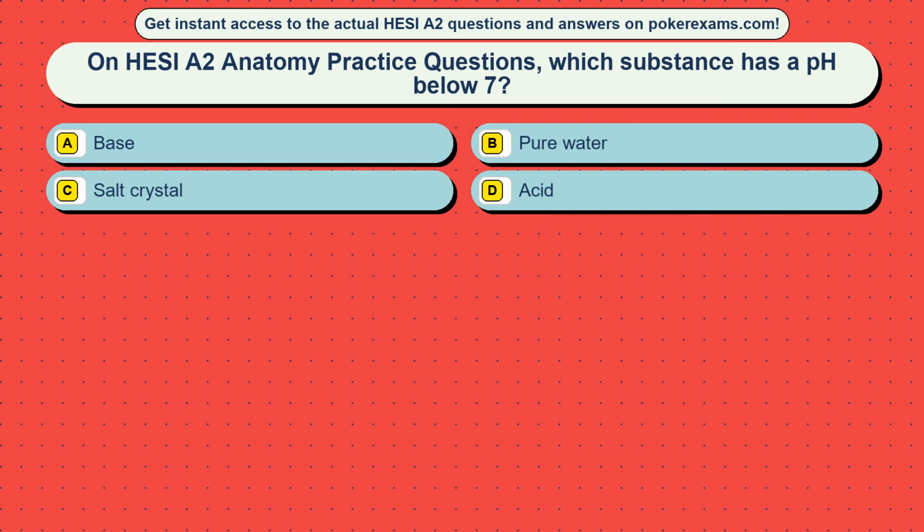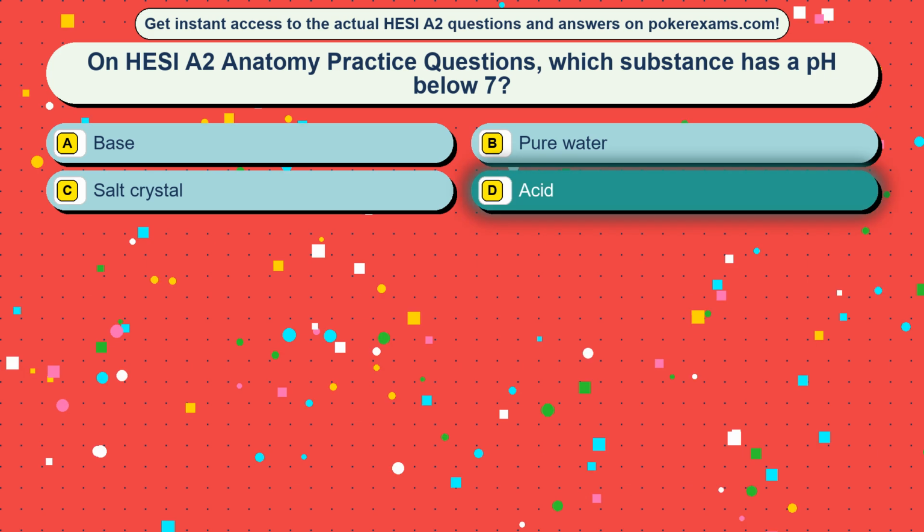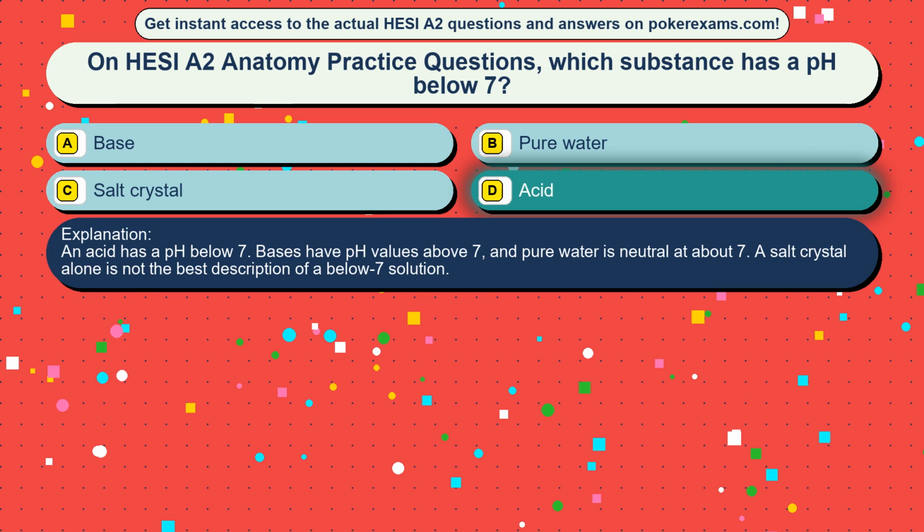Question 34. On HESI A2 anatomy practice questions, which substance has a pH below 7? Option A, base, option B, pure water, option C, salt crystal, option D, acid. The correct answer is option D, acid. An acid has a pH below 7. Bases have pH values above 7, and pure water is neutral at about 7. A salt crystal alone is not the best description of a below 7 solution.